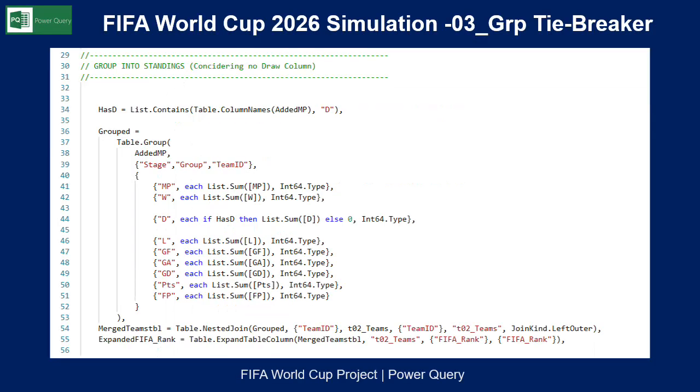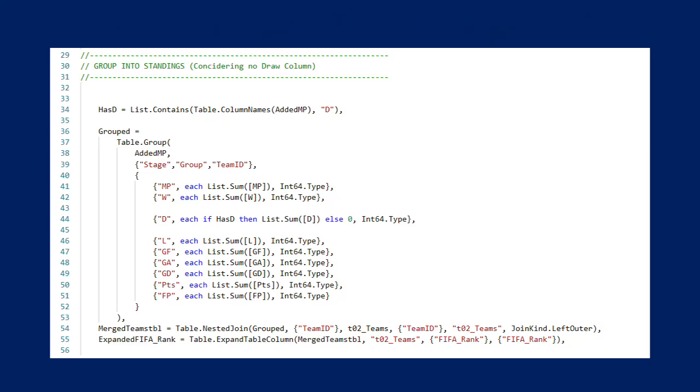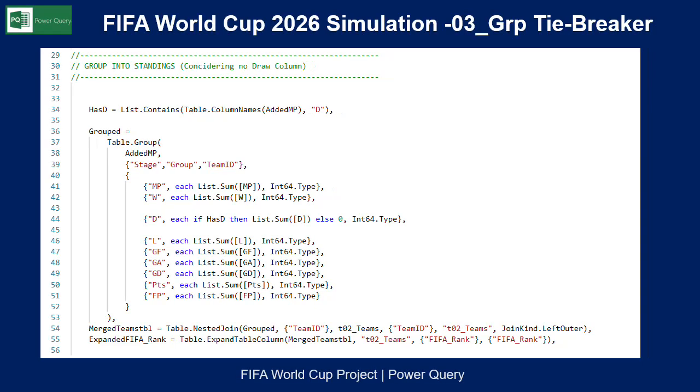Now comes the heart of the query. Using Group By, we collect every performance belonging to the same team within the same stage and group. Then we simply add together every statistic: matches played, wins, draws, losses, goals for, goals against, goal difference, points, and fair play. One team's complete journey is now represented by one row. I also designed this query to work whether the tournament includes draws or not. If a draw column doesn't exist, the query automatically creates a value of 0, making the model flexible enough for different competition formats.